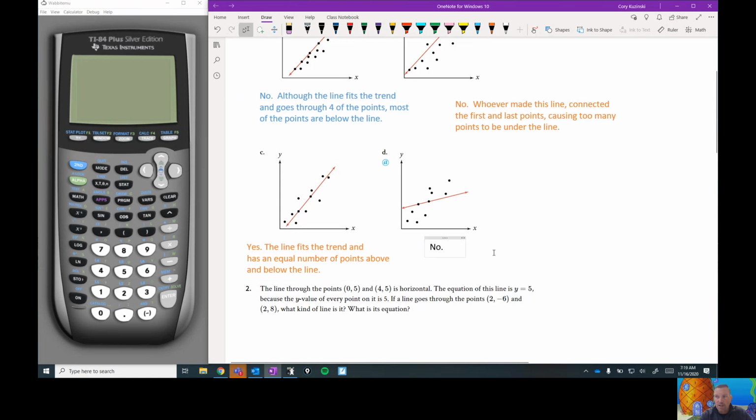This is a big fat no here on this one. I'd say even though there are an equal number of points above and below the line, it does not fit the trend.